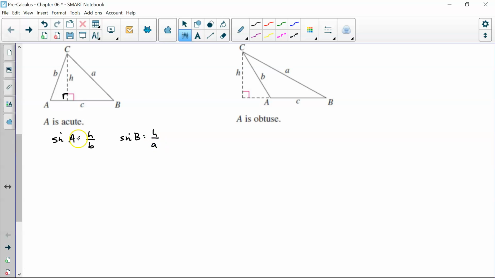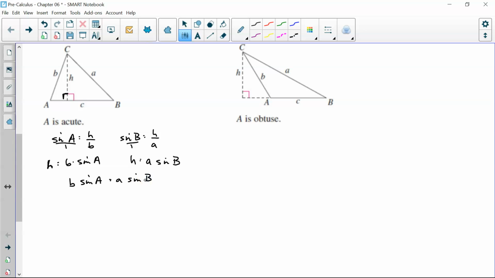Now we can rewrite these by solving for h, by cross multiplying. So h equals B times the sine of angle A. And on the other side, when we cross multiply, h equals A times the sine of angle B. Looking at this, they're both equal to h. Since they both equal h, they equal each other. So B times the sine of angle A equals A times the sine of angle B.